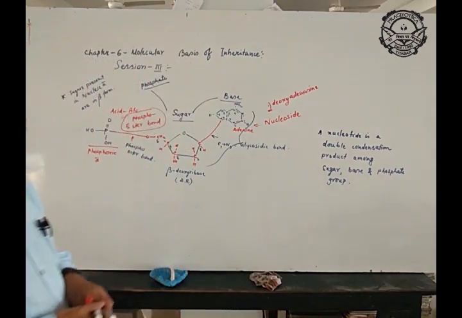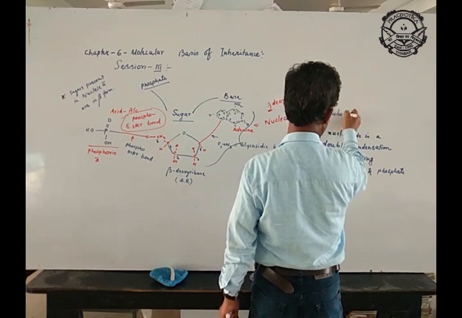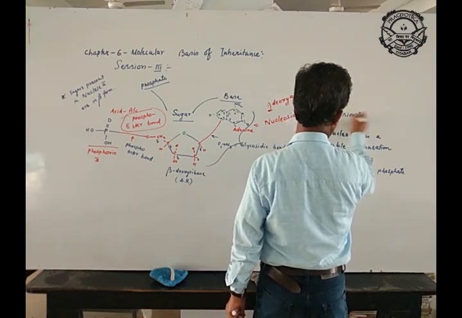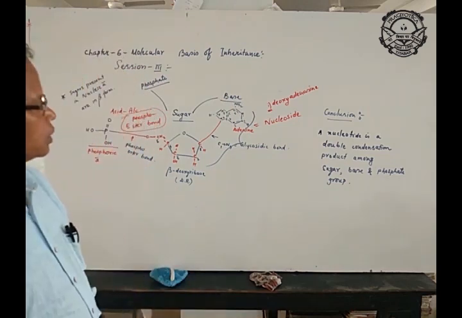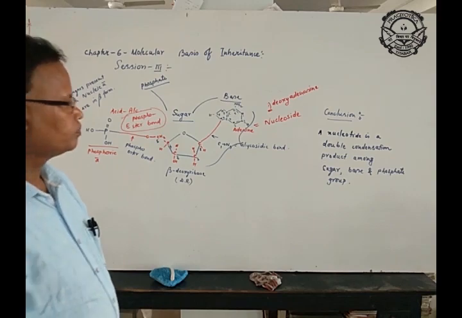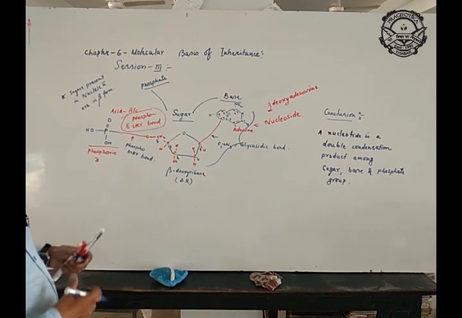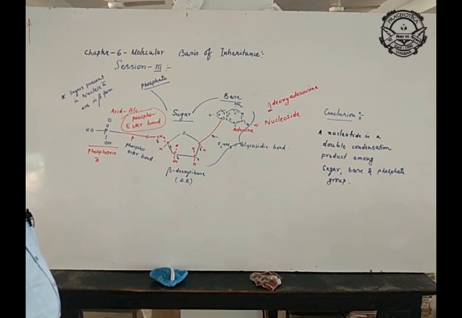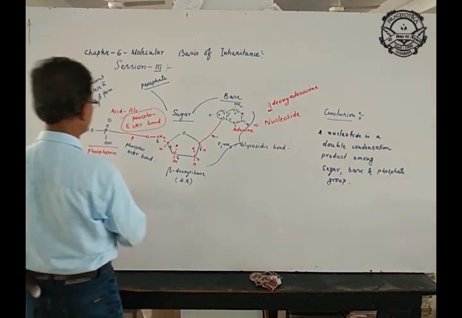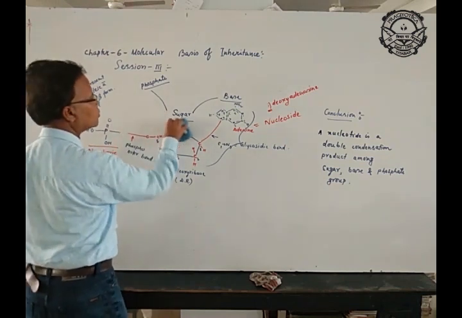A nucleotide is a double condensation product among sugar, base and phosphate group. Double condensation or double dehydration. So this is how nucleotides are created. This is the whole nucleotide structure.